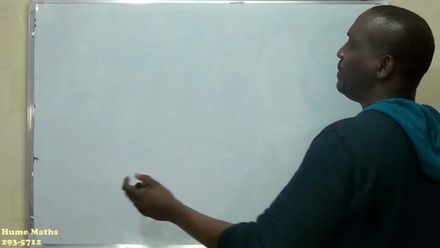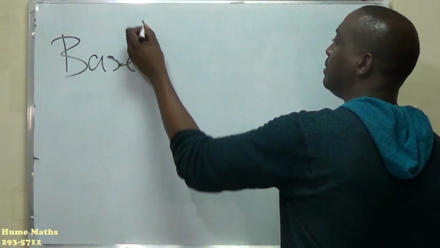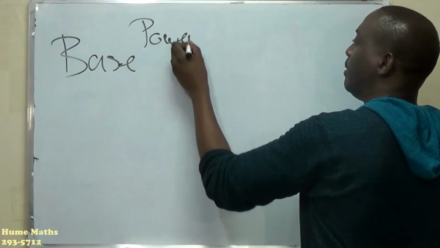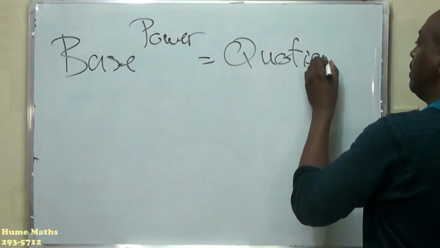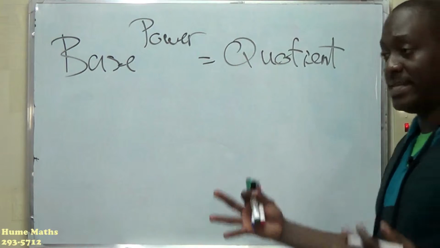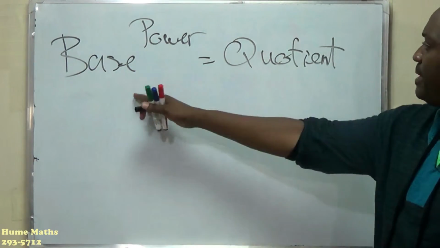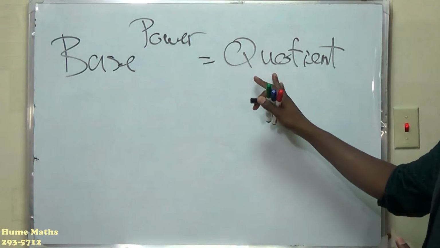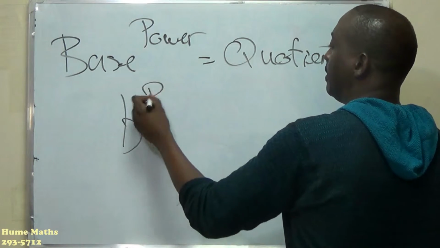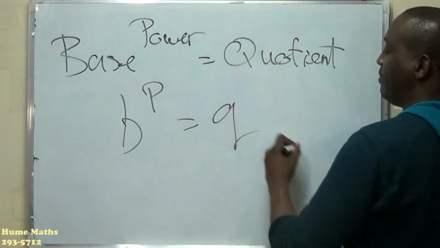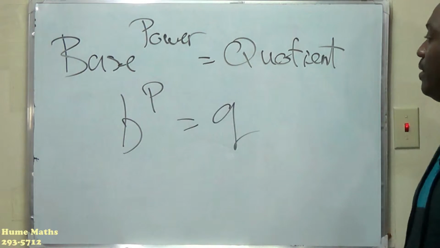So if we say that we have the base, so we're going to write it out in words now. The base raised to a particular power will give the quotient. Good? That is the basic equation as given by the definition in words. The base raised to a particular power will give you a quotient. You have in letters now b raised to a particular power, which will give you your q. So b for base, p for power, q for quotient.